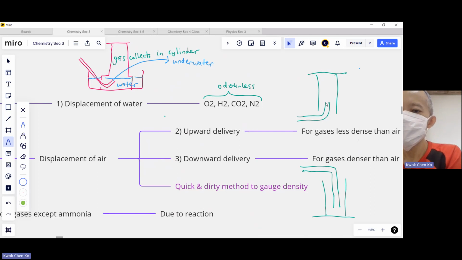Just a small note. In real life, if I do this, I put this tube as high as possible. It depends on your tube, you can't control that. That depends on your lab, what kind of apparatus they have. But I'll put it as high to the top as possible.